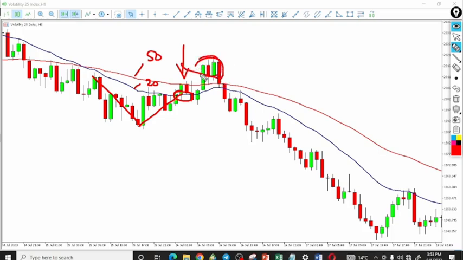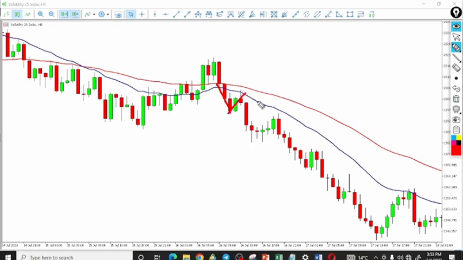Once the market closes above the 50 here, the trend doesn't work. We wait again for the market to go below both of the moving averages and start looking for another trade. In this case, it did right after that. It went below here.